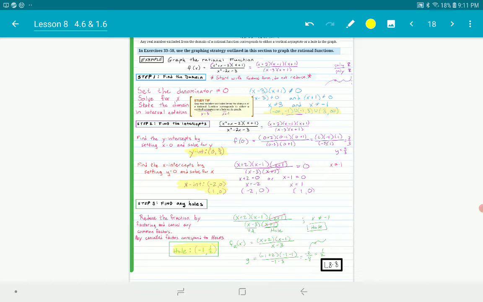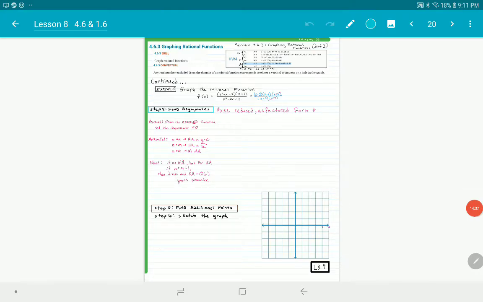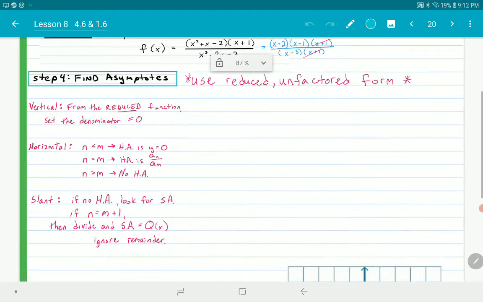All right, let's go on to step 4. In step 4, we're looking at asymptotes. So our vertical asymptote is going to correspond to the piece of the denominator that did not factor out, didn't go away when we reduced our fraction. So now I really want my reduced form. I wrote unfactored here because for the horizontal and slant asymptote, it's nice. But for the vertical, I'm just going to leave it in factored form.